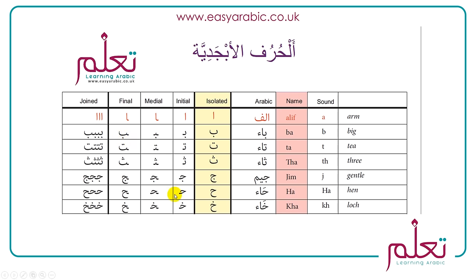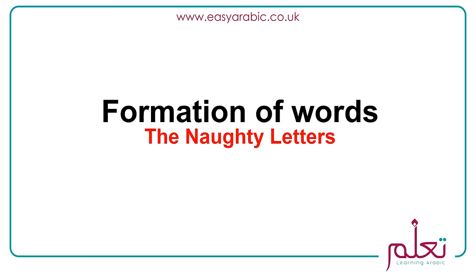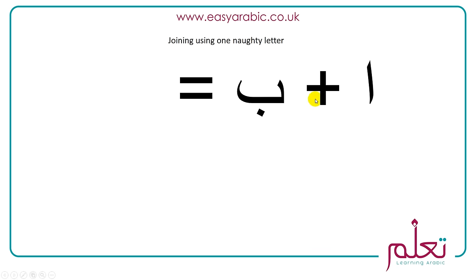What I'm going to do is go through and show you how to do these for all of the letters, and then we'll do a few examples of writing the words. But before I do that, I'm going to quickly cover the naughty letters and give you a few examples of how they work and what you can and can't do. If we look at the first one, Alif plus Ba, we know the Alif is a naughty letter and the Ba is a normal one. When we join these together, because the Ba comes after the Alif, they still look the same because the Ba cannot join onto the Alif.